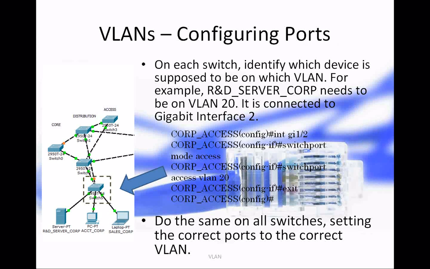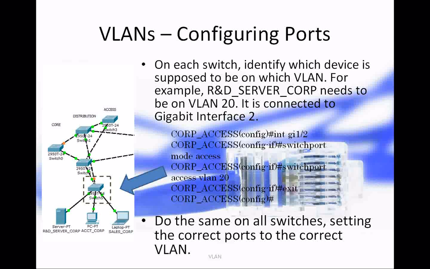For mine, I'm setting up that the R&D server is connected to the gigabit interface port 2. So I enter interface gigabit 1/2 and press enter. And then I type switchport mode access. This sets the switch port to an access mode, and there's only two modes, access and trunk. All devices, such as computers, printers, and servers, will be set to access mode.